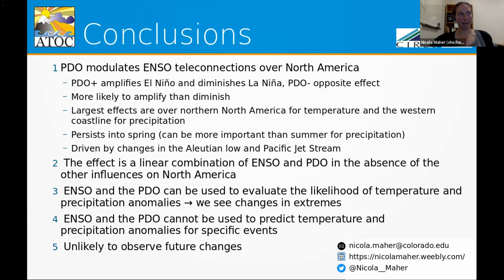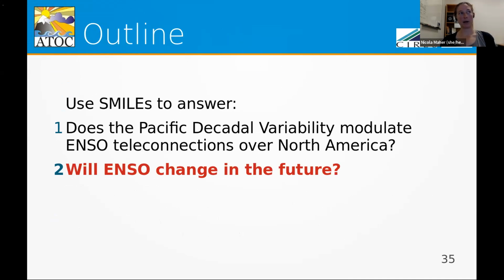Okay, so I'm going to leave the teleconnections there and I'm going to move on to the second part of the talk and look at ENSO itself. Okay, so we're going to now try and answer the question of whether ENSO itself will change in the future.